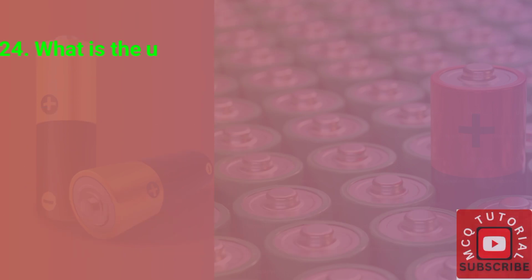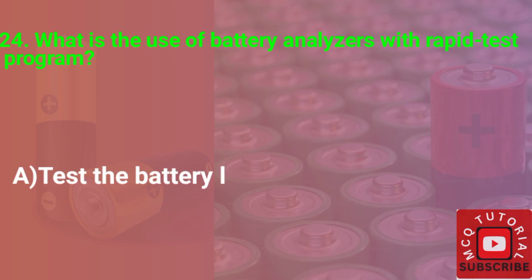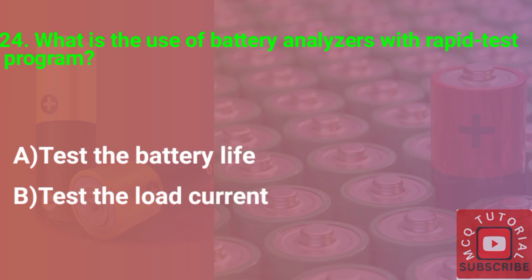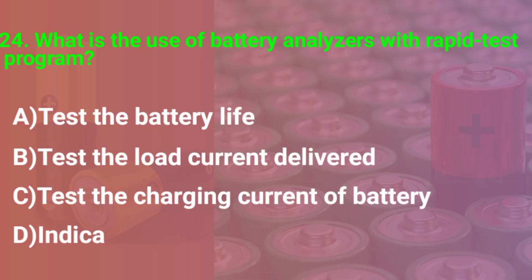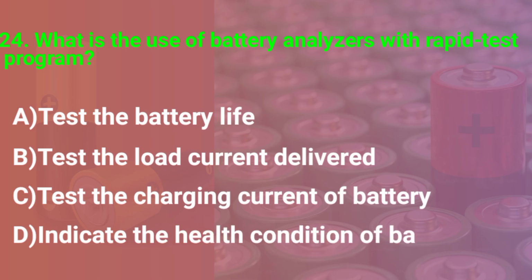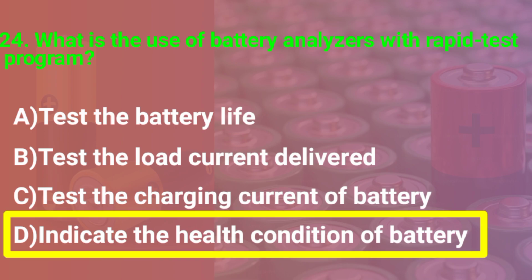Question number 24. What is the use of battery analyzers with rapid test program? Option A test the battery life, option B test the load current delivered, option C test the charging current of battery, option D indicate the health condition of battery. উত্তর হবে option D indicate the health condition of battery.